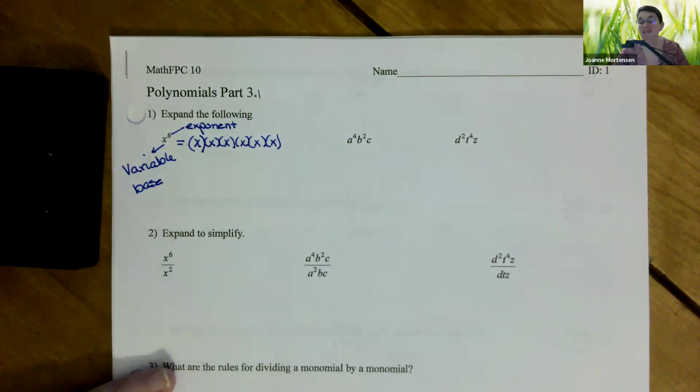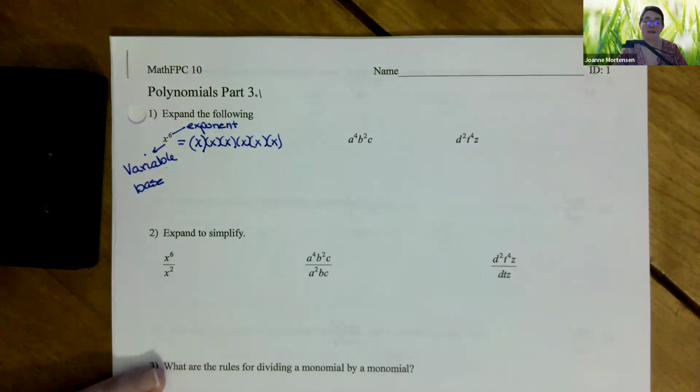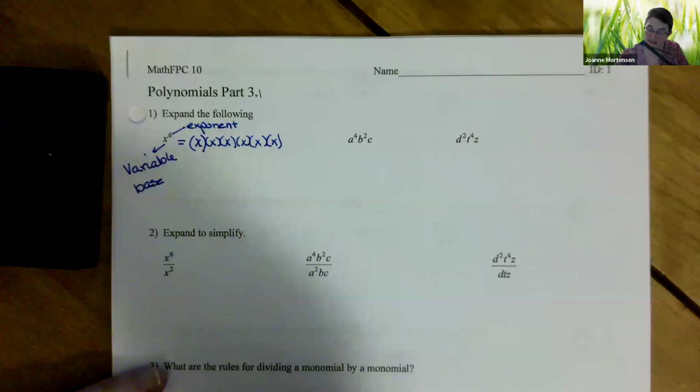If I put dots in between to show multiplication, it doesn't matter. Don't put times signs because times signs plus x's is just confusing. So take a minute, pause the video if you need to, and write out or expand those next two. Right, I trust you did.